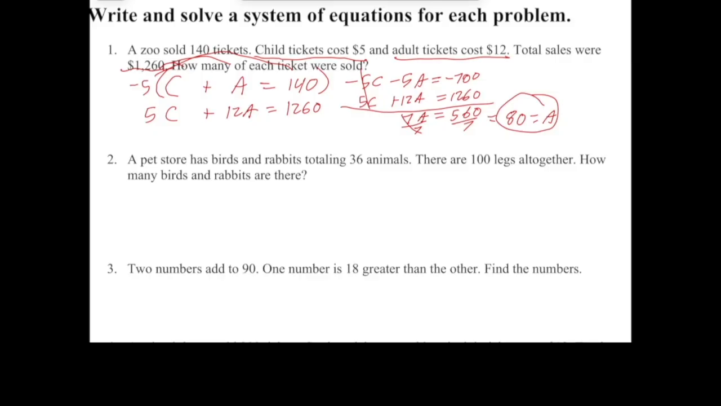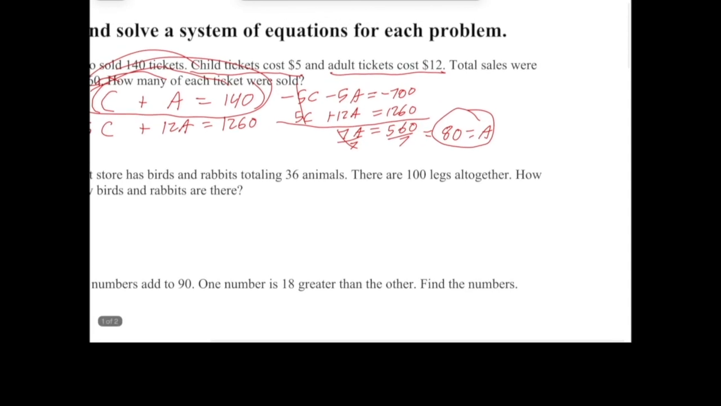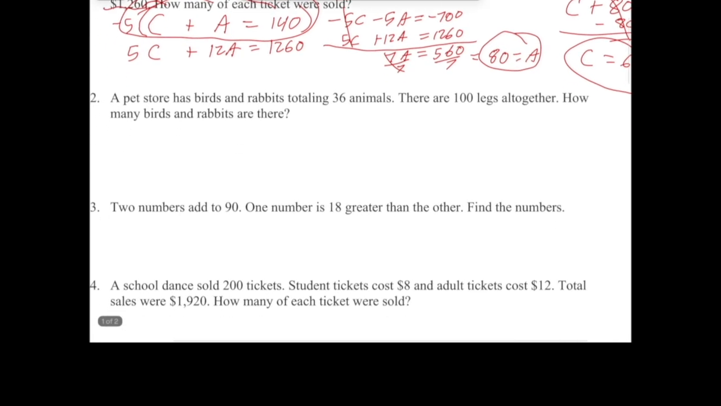So I'm going to go back to this original equation, C plus A equals 140, and I'm going to plug in my A. I'll do it right here. Sorry, I didn't give myself a lot of room. The child tickets plus the adults, which are 80, we sold 140. Once I subtract 80 from both sides, boom, child tickets, I sold 60. So in this equation, 60 child tickets, 80 adult tickets. All right, let's go on to number 2.